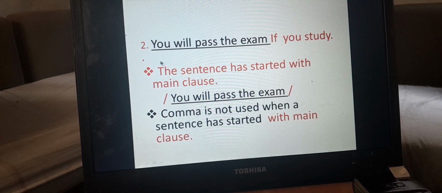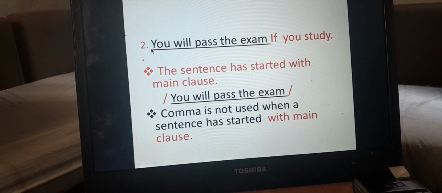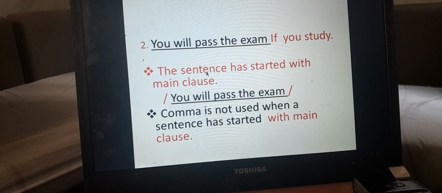And now let's take a look at example 2. You will pass the exam if you study. Here we have used a full stop at the end of the sentence because the underlined part of the sentence is the main clause, and because of that reason here you are not going to use a comma. So this is applicable for all sentences that start with the main clause in conditional sentence construction.